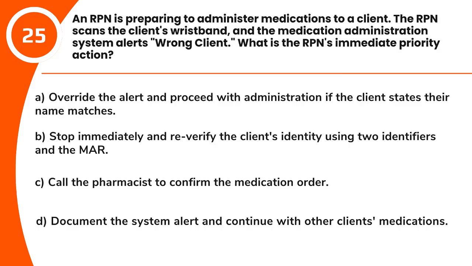A. Override the alert and proceed with administration if the client states their name matches. B. Stop immediately and re-verify the client's identity using two identifiers and the MAR. C. Call the pharmacist to confirm the medication order. D. Document the system alert and continue with other clients' medications.